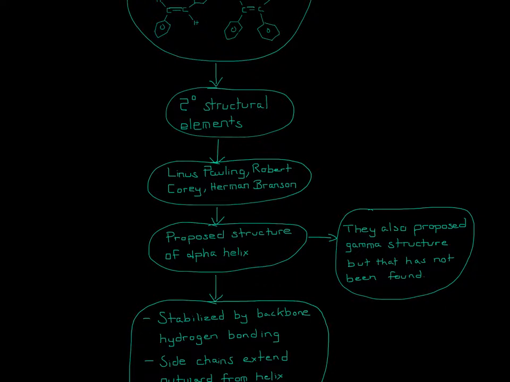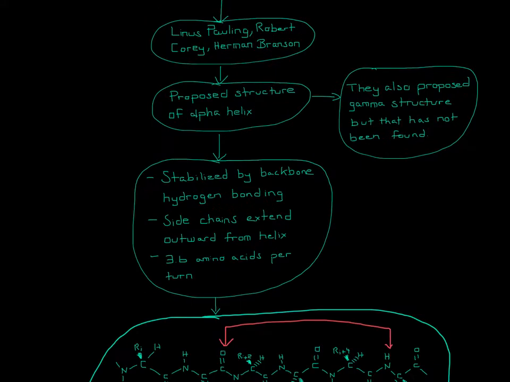Okay, so let's talk about secondary structural elements. There were three people involved in proposing the structure of the alpha helix: Linus Pauling, Robert Corey, and Herman Branson. All three proposed the structure of the alpha helix, and they also proposed a gamma structure, but the gamma structure has never been found, and probably will not be found. But this alpha helix structure was surprisingly correct, given that they didn't have that much information to work with. So let's talk about the alpha helix.